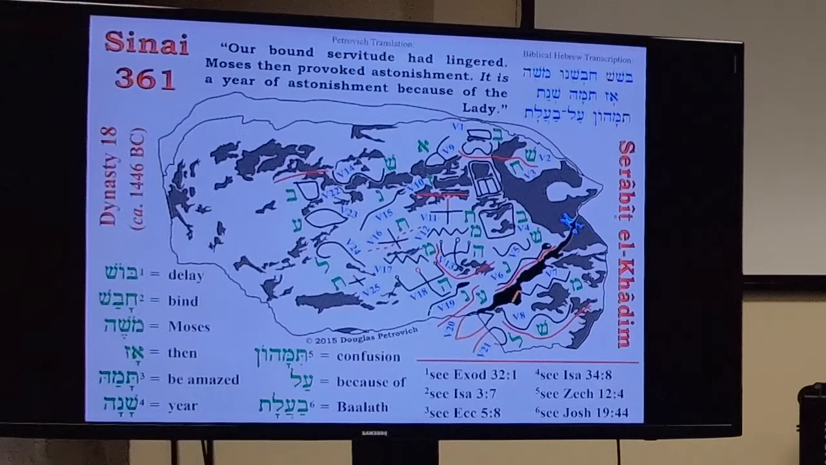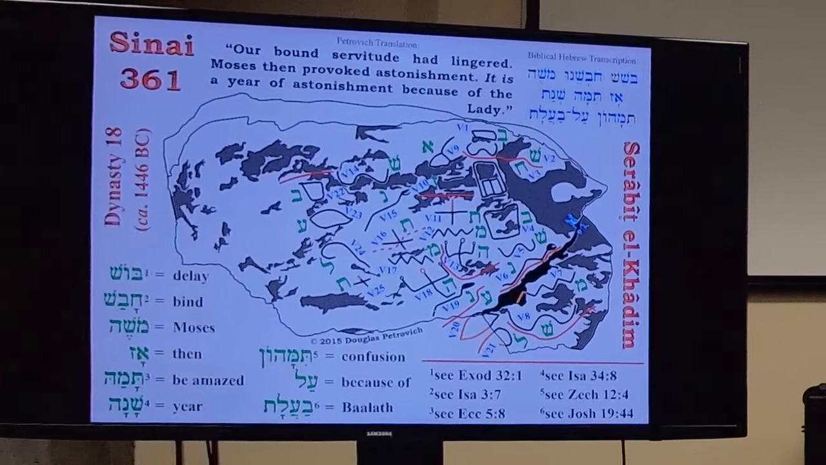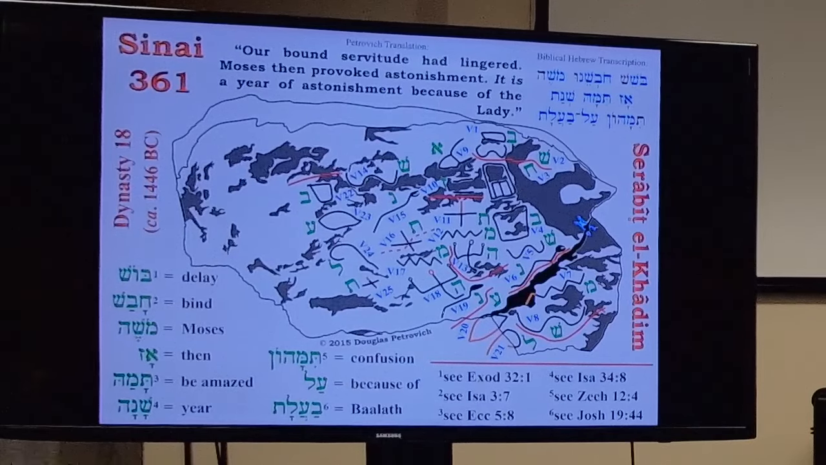So that being the case, the sense within the inscription as you translate it reveals the continuation of this tense situation and gives you the feel for what they were experiencing. Here's how it reads. Our bound servitude had lingered. Moses then provoked astonishment. That sounds familiar, doesn't it?